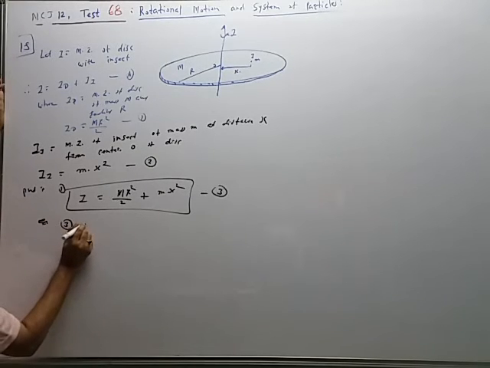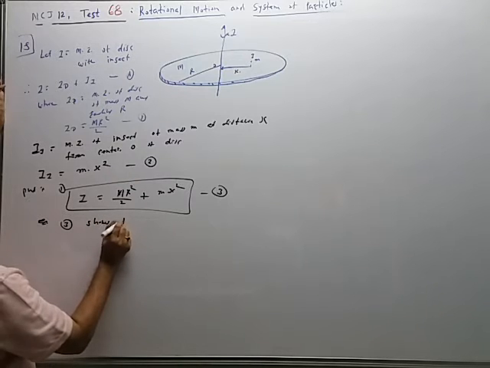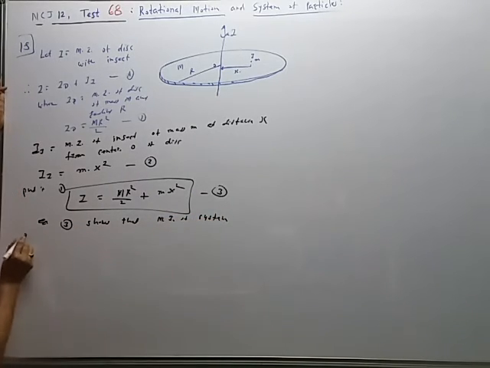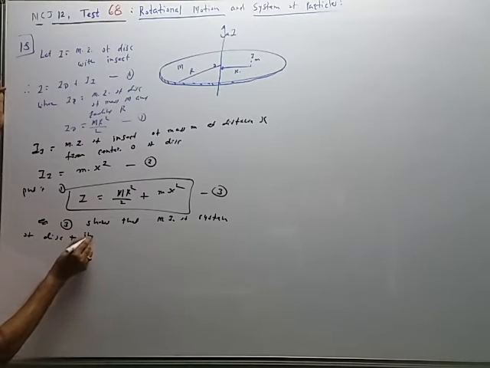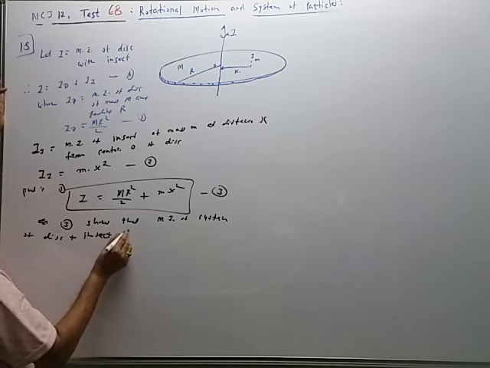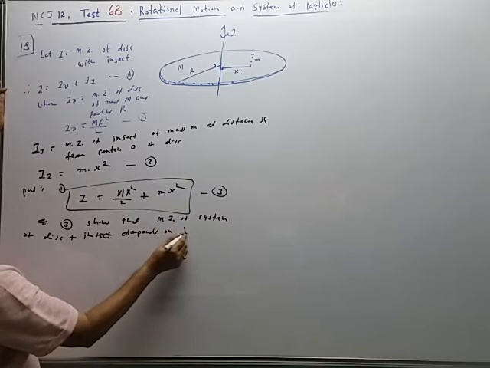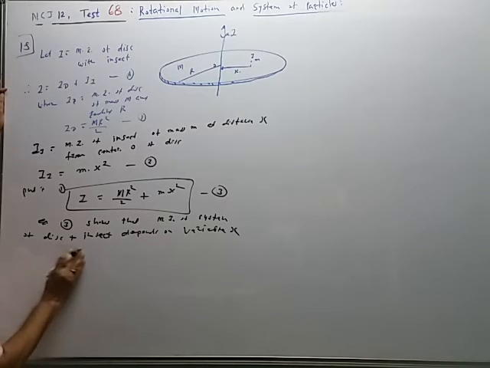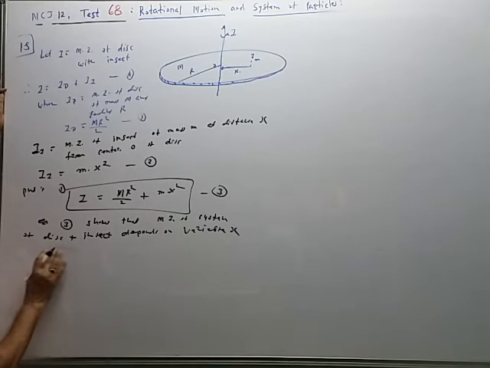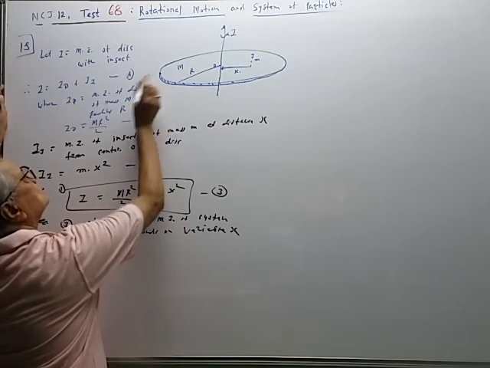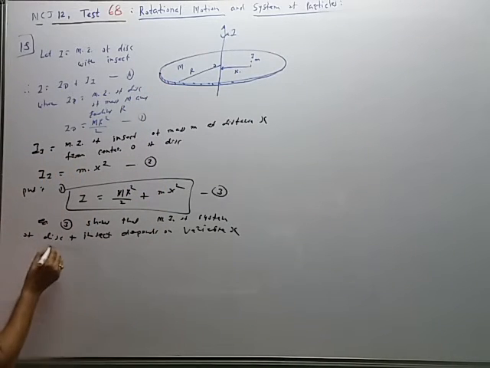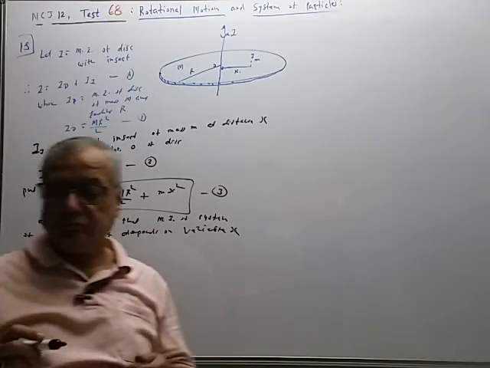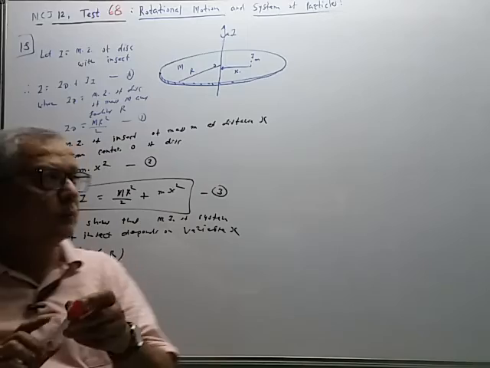Equation 3 shows that moment of inertia of the system of disk plus insect depends on the variable x, where 0 is less than or equal to x less than or equal to R. Now, our problem is this.